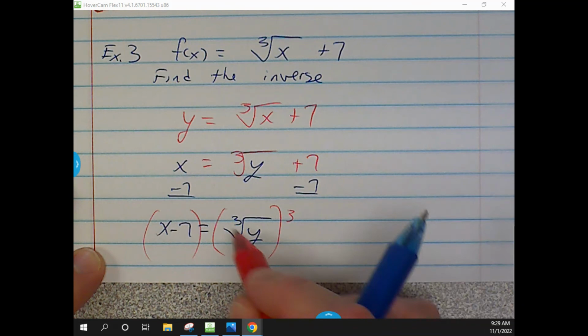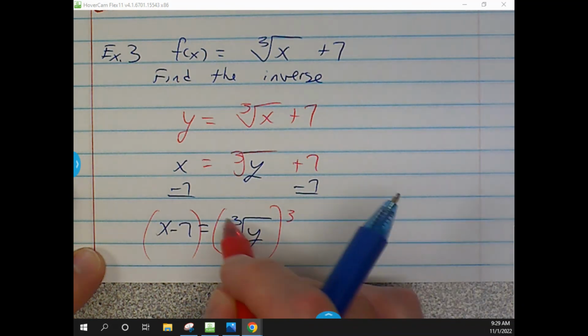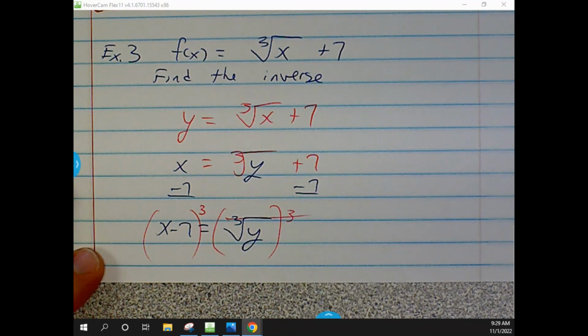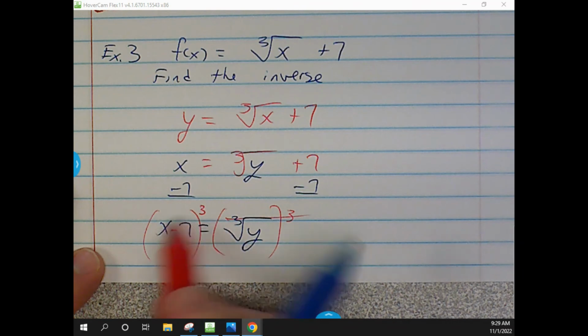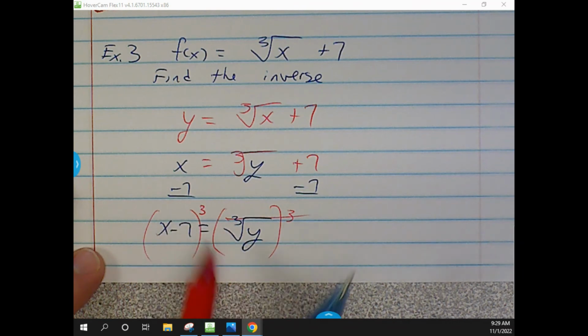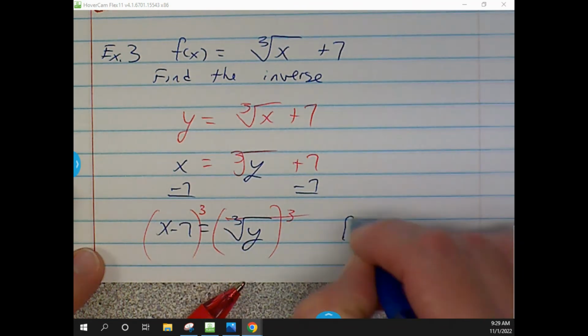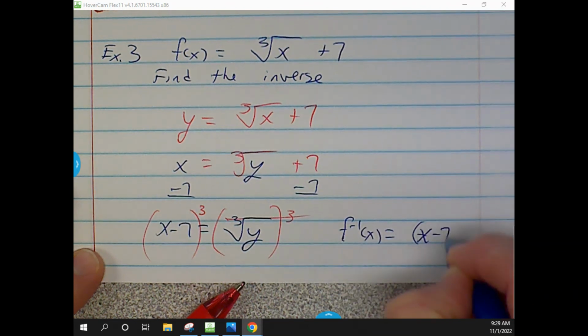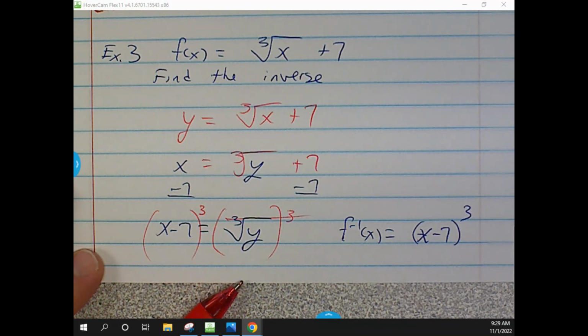Yep, just cube it, right? So whatever this index is, you just take that to the power. That way, those two things knock each other out. Now, here's the thing when you get to this one, you do not have to do the full method out on this part. If it's x minus 7 cubed, just leave it like that. So f negative 1 of x is x minus 7 cubed.